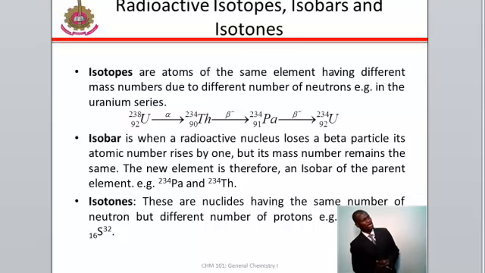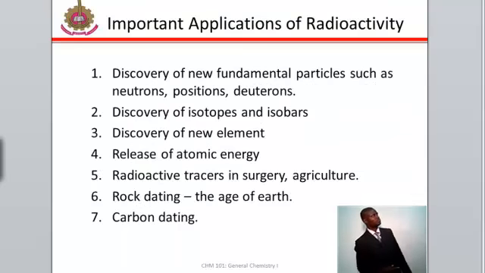Phosphorus, on the other hand, has 15 as the atomic number, 31 as the mass number. Subtraction gives 16, and likewise sulfur. Atomic number is 16, mass number is 32. A subtraction gives 16. So these elements are called isotones because they have the same number of neutrons, but they have different number of protons.